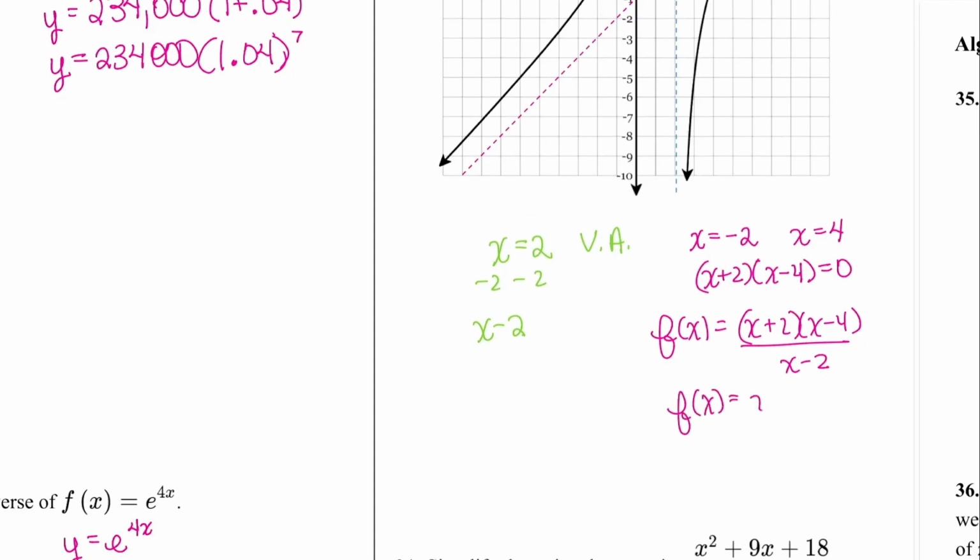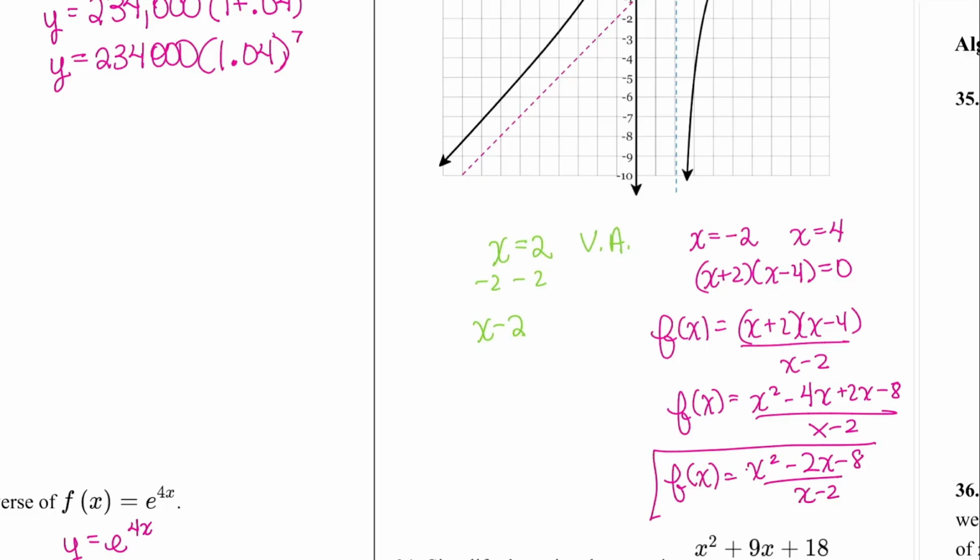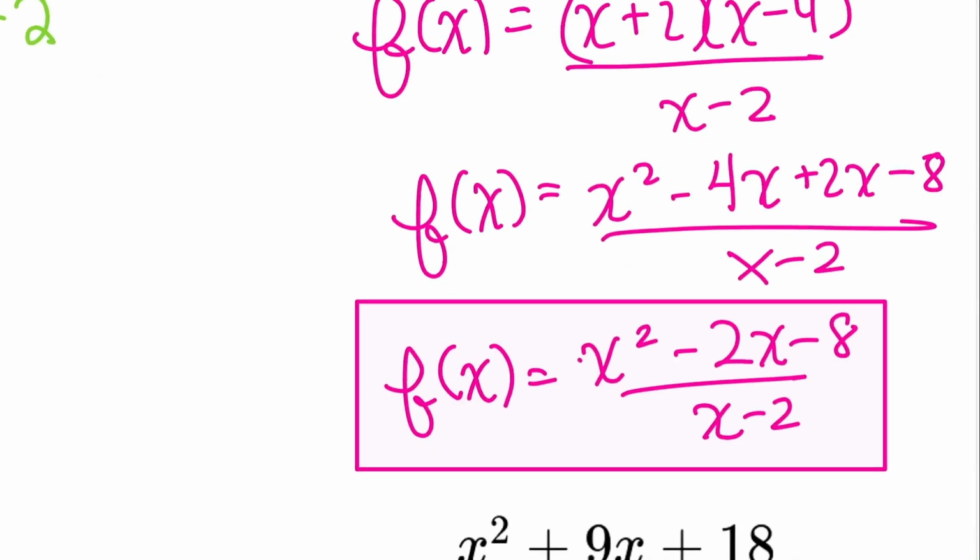If we want to write that out, just distribute this out. Okay, this is our final answer here. We know that there is a slant asymptote because the degree is exactly 1 degree higher in the numerator than the denominator. And if we were to do polynomial long division, we would find out the exact equation of our slant asymptote.